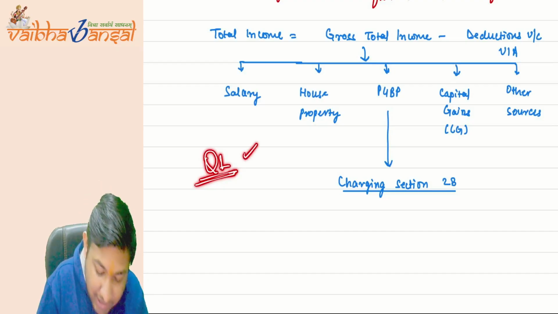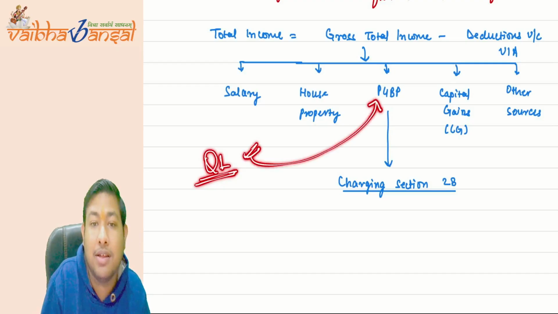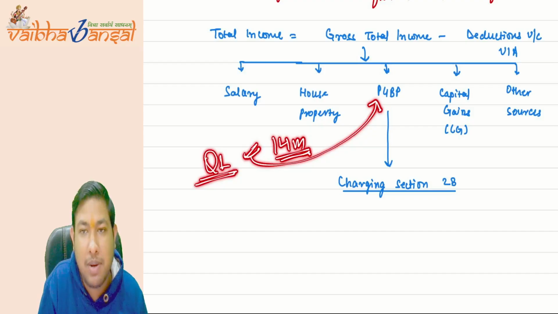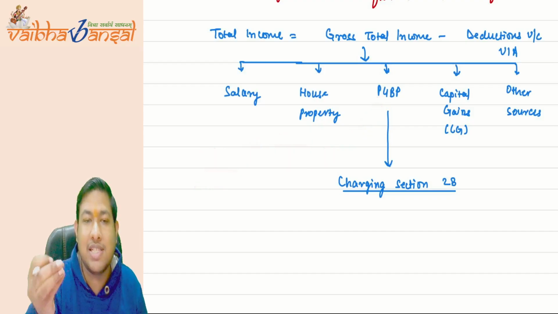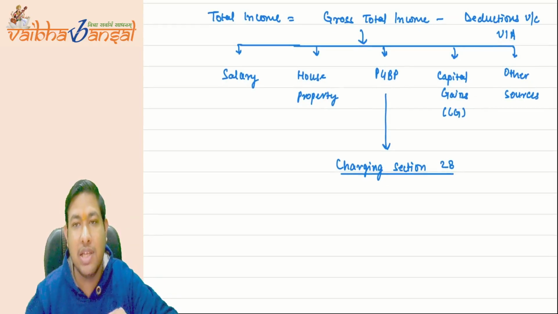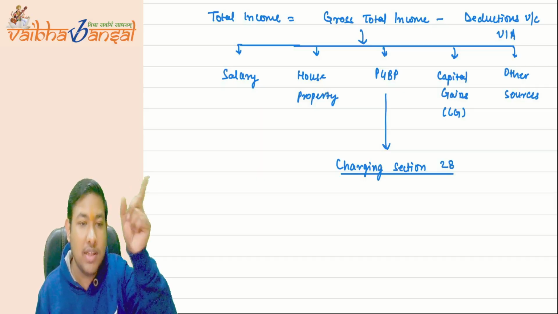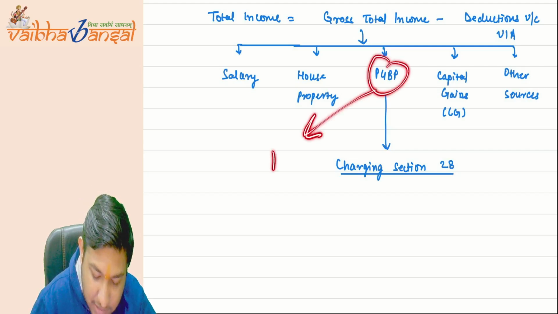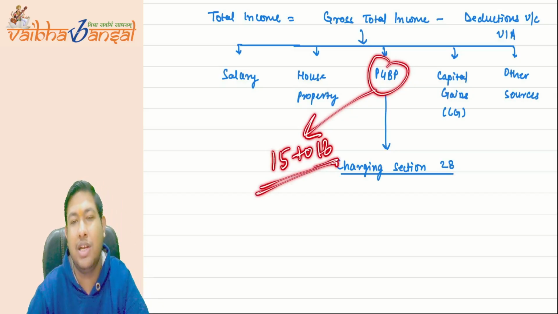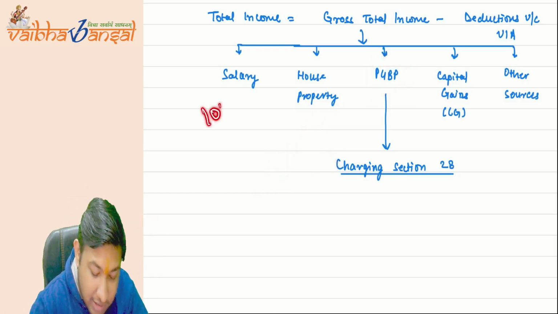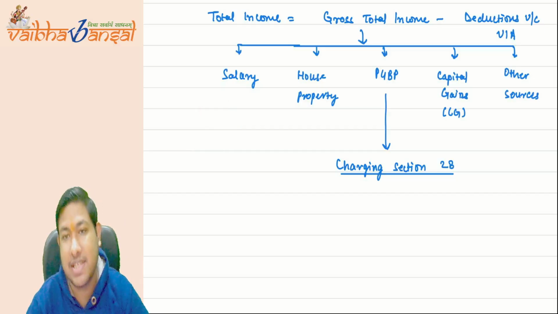Your question number one will definitely be coming from PGBP only. The 14 mark question will be from the PGBP part. ICAI may also ask PGBP in question number 2 or 3 as well, including the MCQs. On an average, PGBP carries at least 15 to 18 marks of weightage out of the 100 marks paper that you will solve in your examinations.